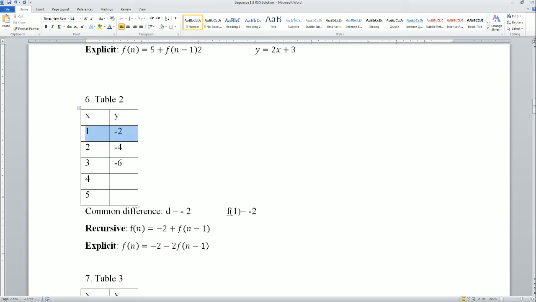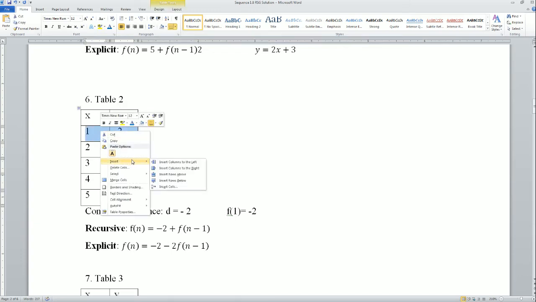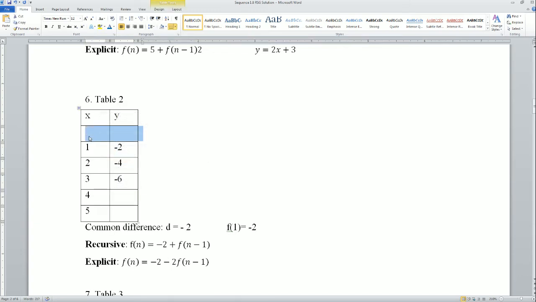Or, let's see, the 0 term here would be, looks like it would be 0, right? It's going -2 each time.